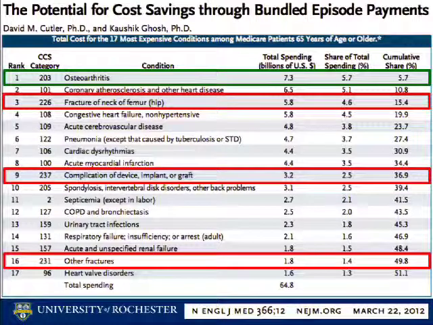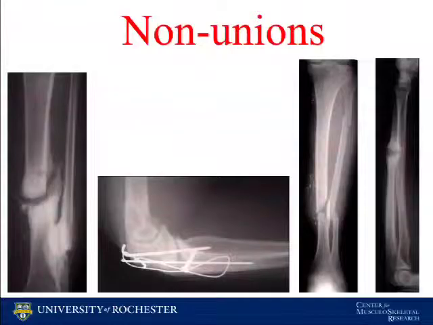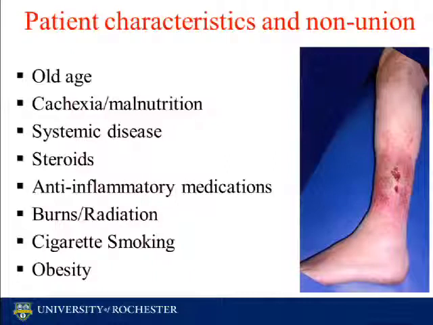And in total, 5 of the 17 top costs in the Medicare population are associated with musculoskeletal diseases. So this is going to be an important part of the national agenda. And non-union is one of the areas that remains a challenge. There is an intersection of patient characteristics with environmental factors, exposures, and diseases that can account for increased risk of non-union. And clearly one of these is injury to the soft tissue envelope.